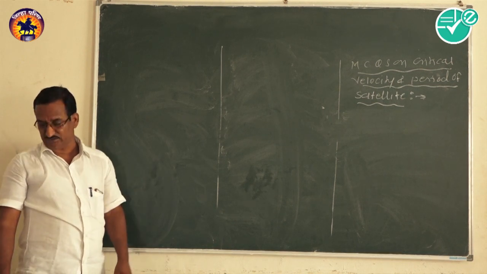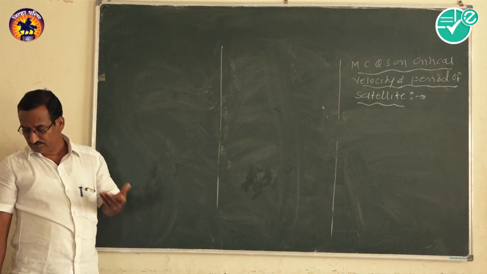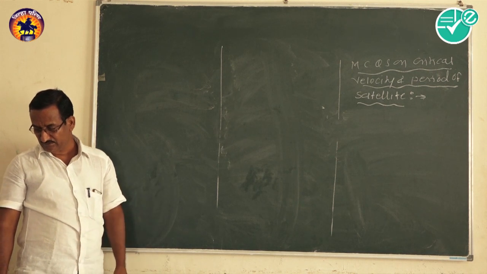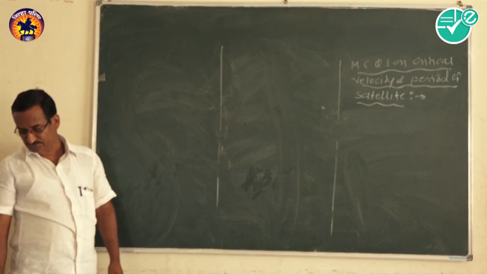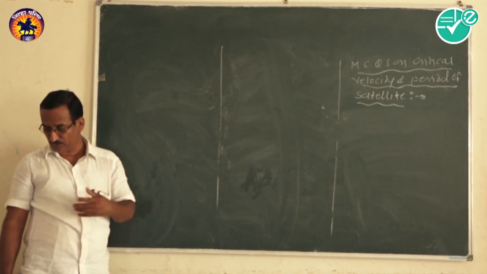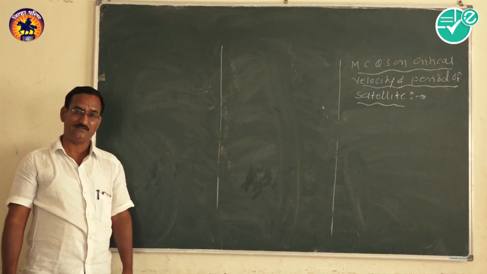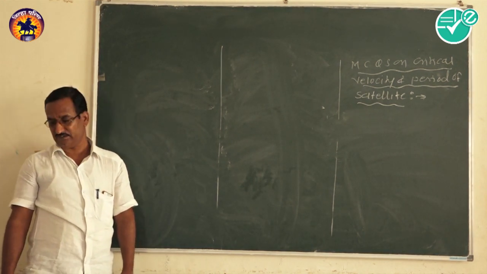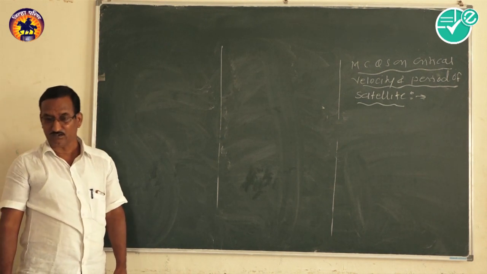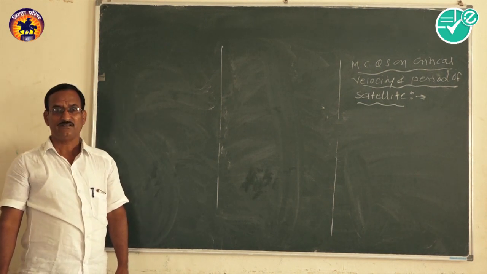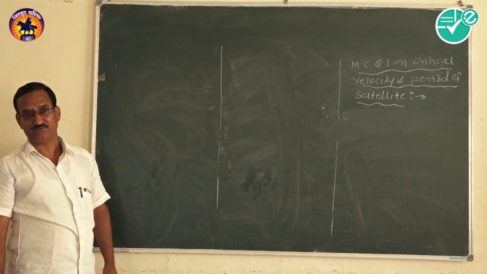The alternatives of such an MCQ are: it revolves in an elliptical velocity, it revolves in an orbital velocity, it revolves in an escape velocity, or it revolves in a linear velocity.